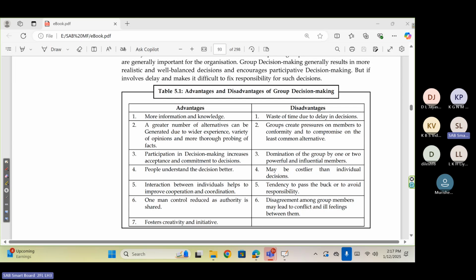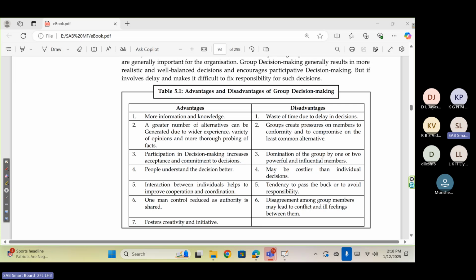Its disadvantage is that it is time consuming. More alternatives can be provided. Sometimes there can be pressure and bargaining to reach a compromise. There can be a conflict also. This increases the commitment of members, but even the leader or some active members can dominate the majority. People understand the decision better. It is costlier than individual decisions.